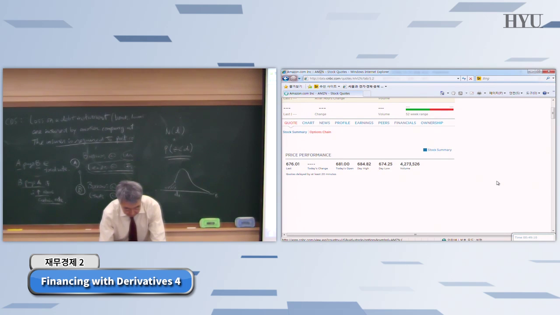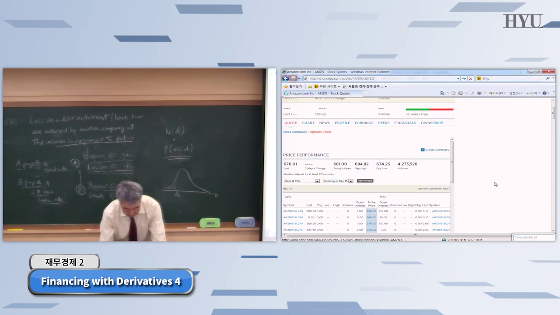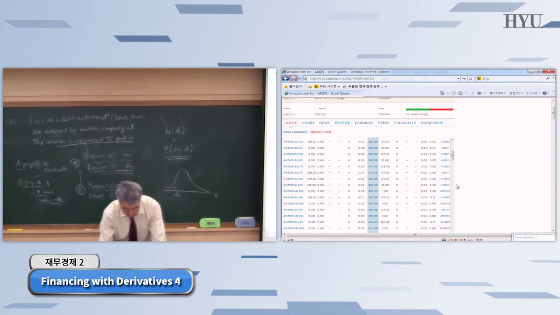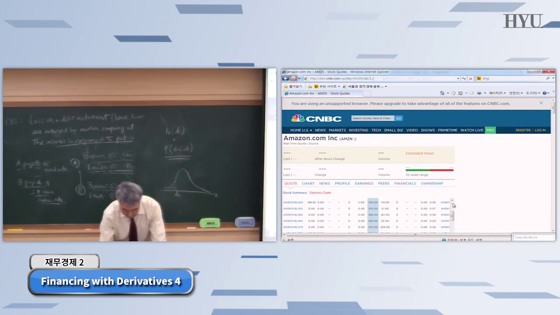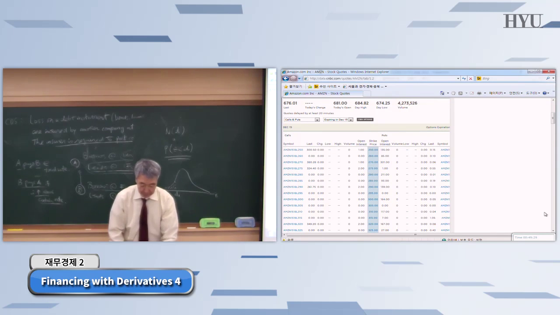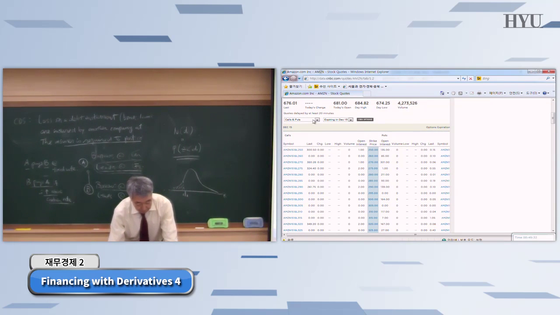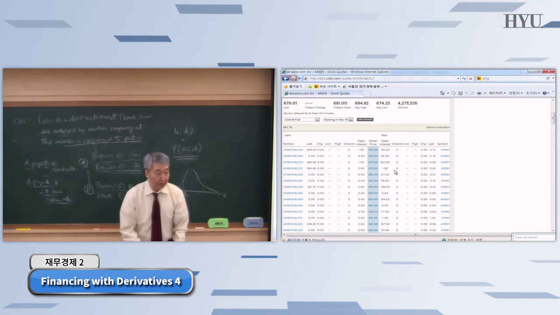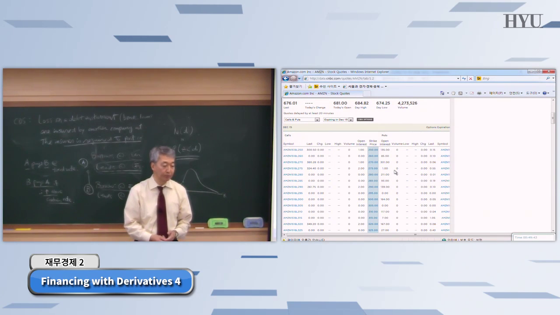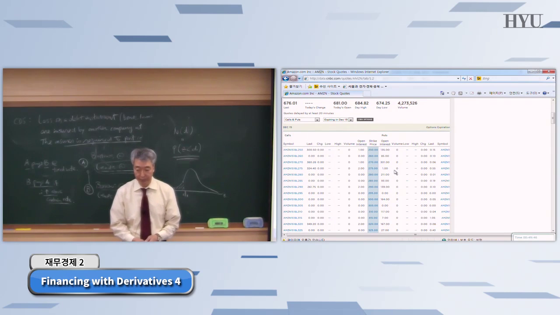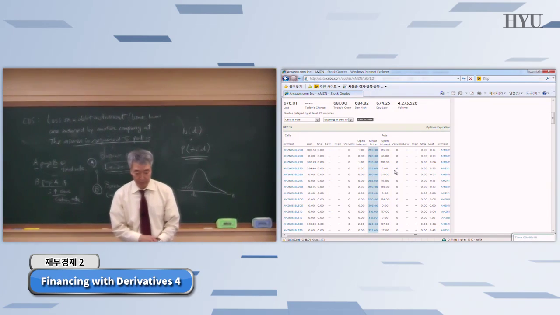Okay. $676. Wow. Yeah. Okay. All right. So here, if you look at down here, it says calls and puts. What you see on the left side are call options. Right side are put options, okay? And you're going to just calculate the call option price. You don't have to worry about put option, okay? When you use Black-Scholes method, okay?